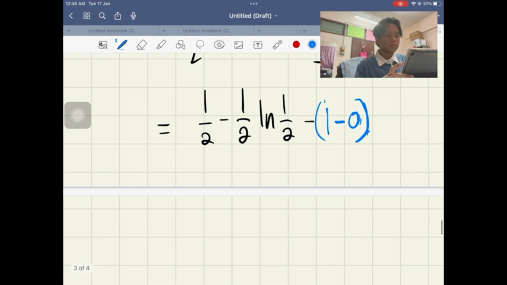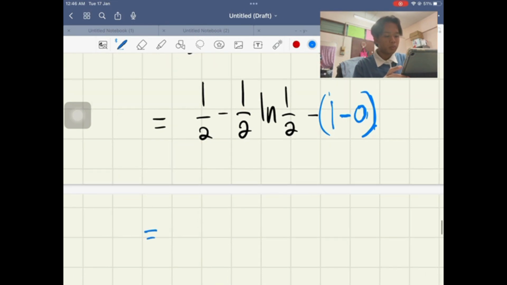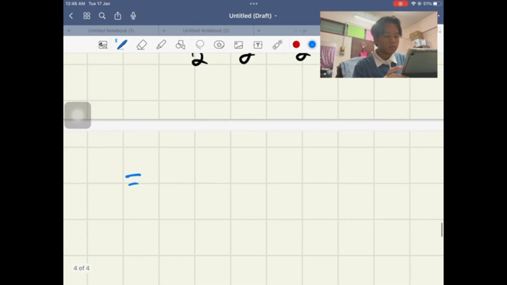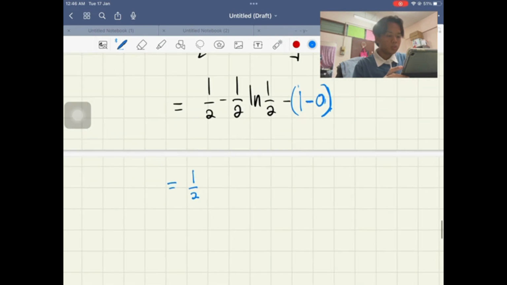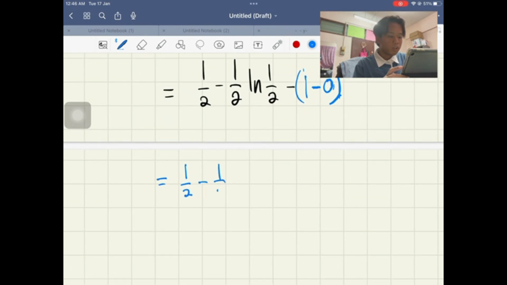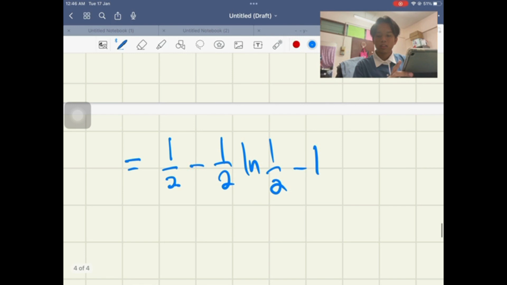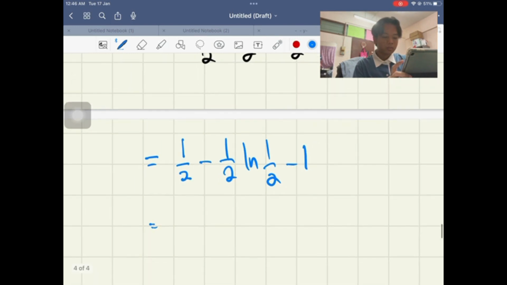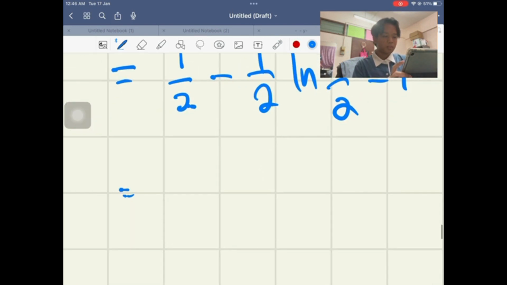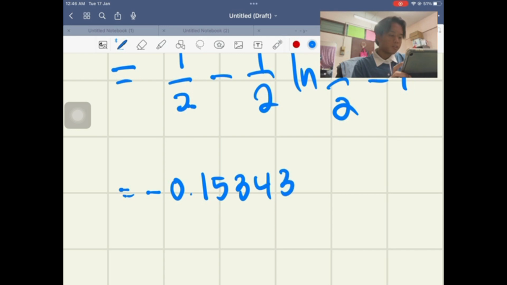And then this will be 1 over 2 minus 1 over 2 ln 1 over 2 minus 1. So the final answer is the value negative 0.15343.